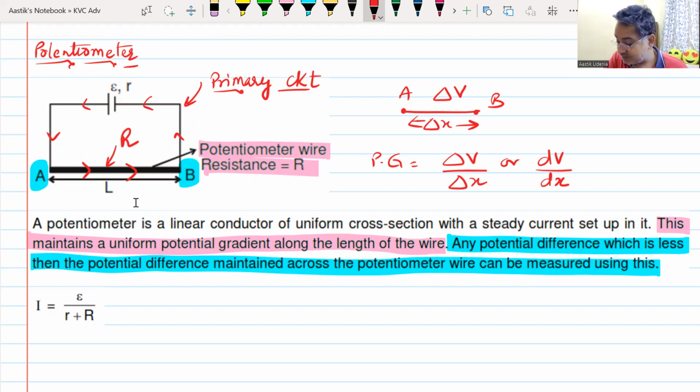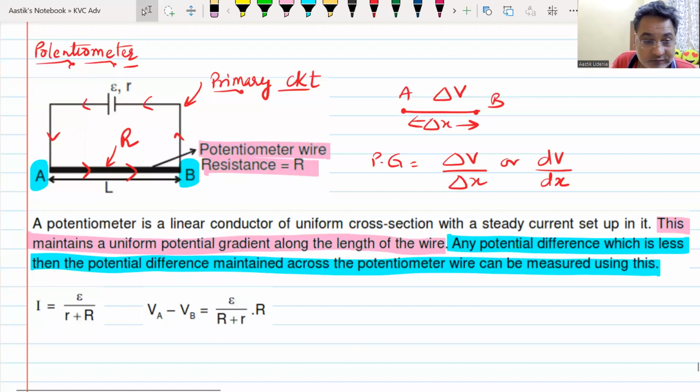So from there, you can find out the potential difference between the points A and B. VA minus VB, the potential difference between the 2 points, will be E upon r plus R into R by L, into capital R. Do we understand this? Yes, sir.